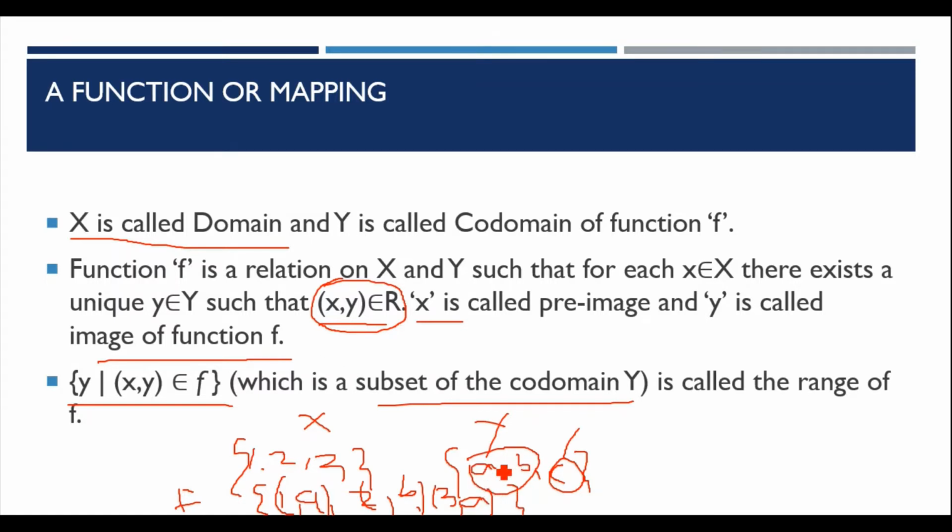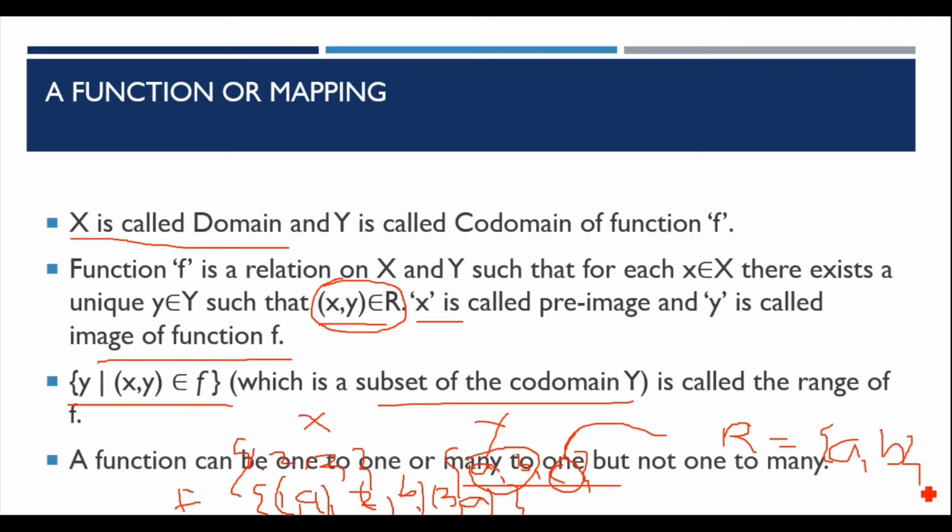Whatever elements would be assigned from the set X, those would be the range of the function. So if among these three elements of the codomain Y, only two, A and B, have been assigned, the other one is not included in the range. Therefore, the range would be equal to A and B. That is for the range of Y.